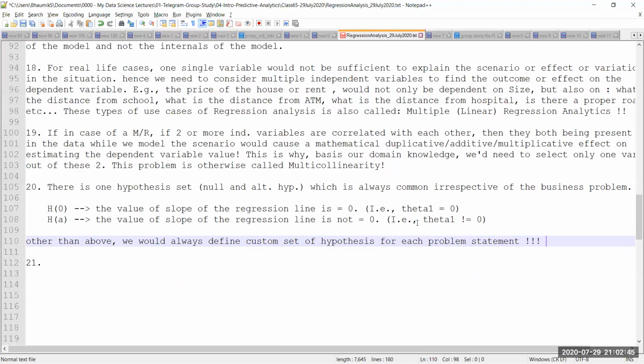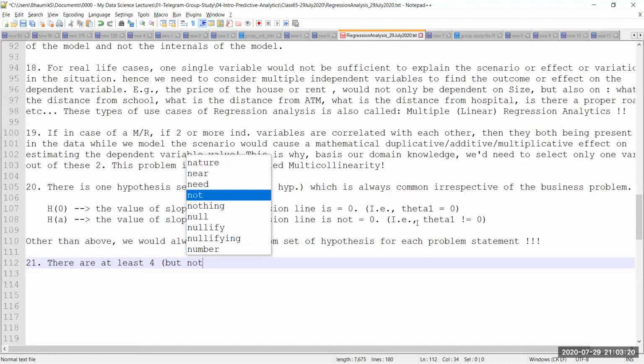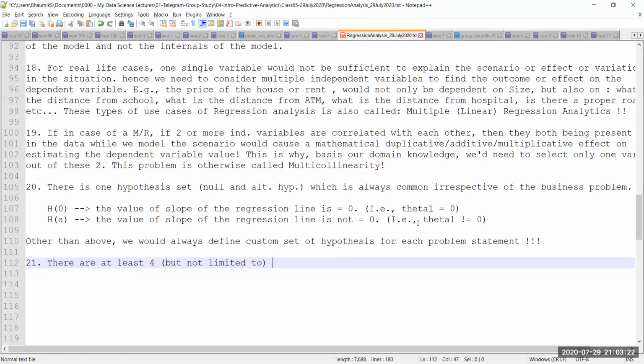Why? Because in linear regression, we are basically doing inferential statistics, and hence we must be defining the hypothesis, because now that we are going to do practicals, okay, we are going to actually look at the F statistic, and we are actually going to look at the p-value. We are also going to look at R square, and then we come to a conclusion whether there is an inference, or whether we can accept or reject the null hypothesis. That's what we do, right? Now, before we go in, then there are at least, okay, 4, but not limited to, assumptions about linear regression.